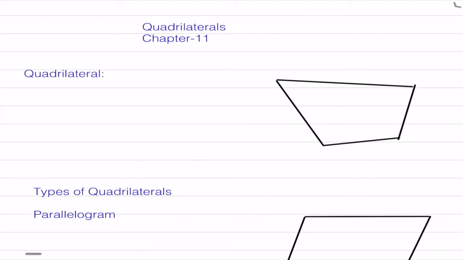Good morning, students. Today we are going to start with a very interesting topic of geometry, that is quadrilateral. So, what is a quadrilateral? A closed figure which is bounded by four line segments is known as a quadrilateral.